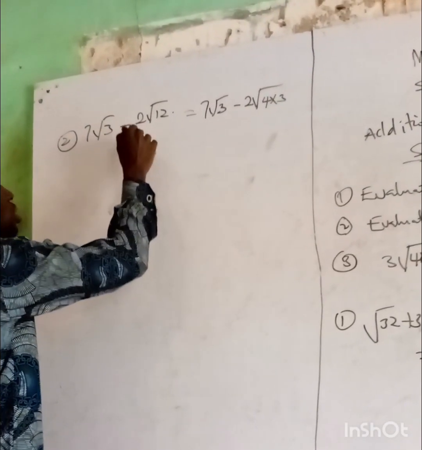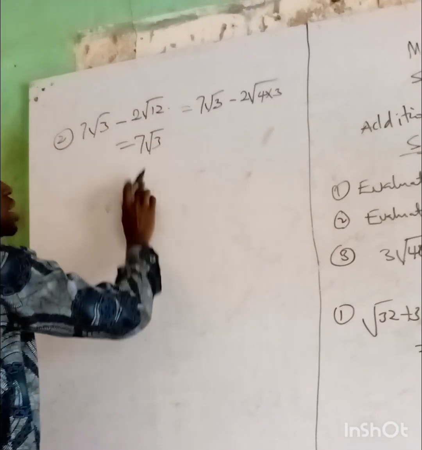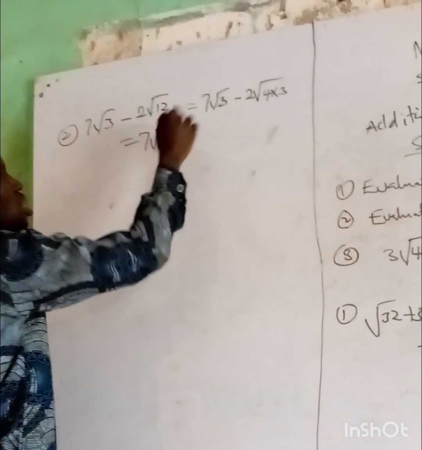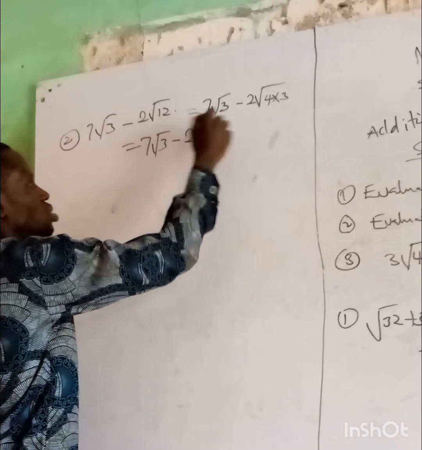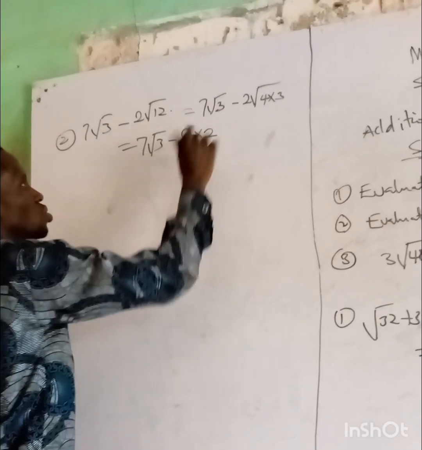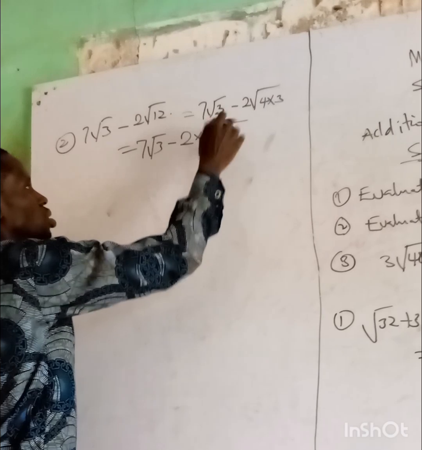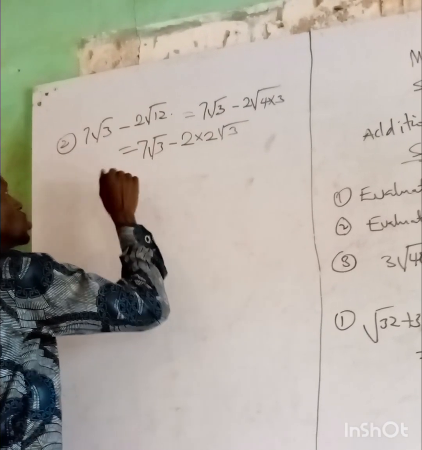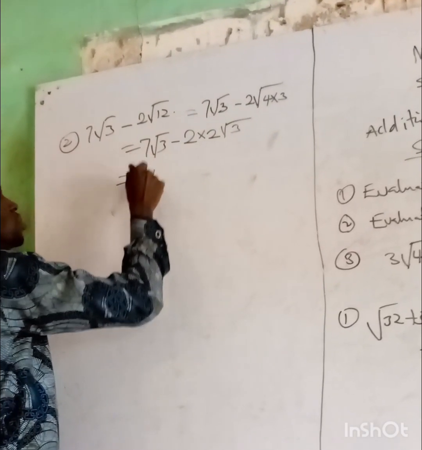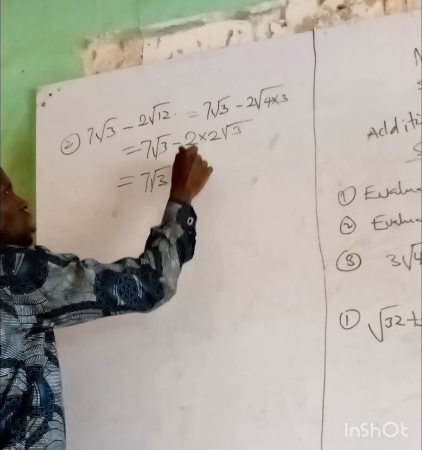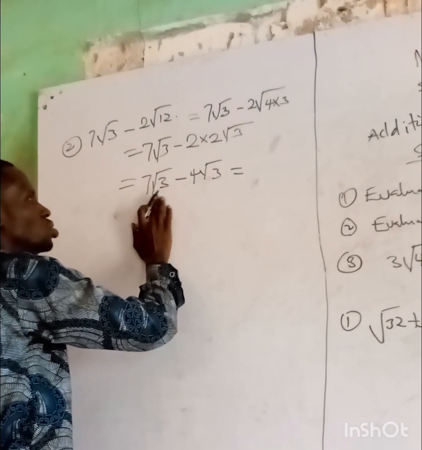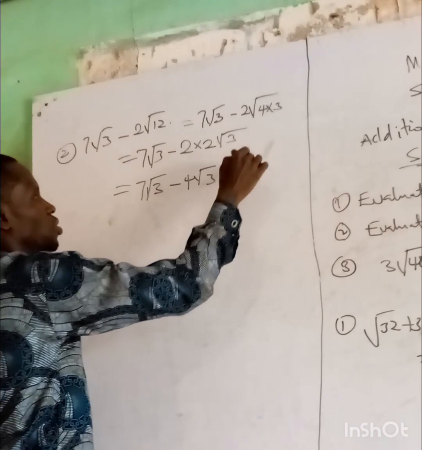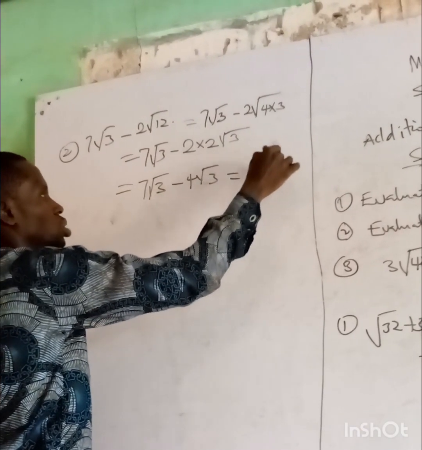So that will give us 7 root 3 minus 2. What's the square root of 4? That's why I'm going to write it out: times the square root of 2, then root 3. So this will give us 7 root 3 minus 4 root 3. So that's 7 root 3 minus 4 root 3, which is going to give us 3 root 3.